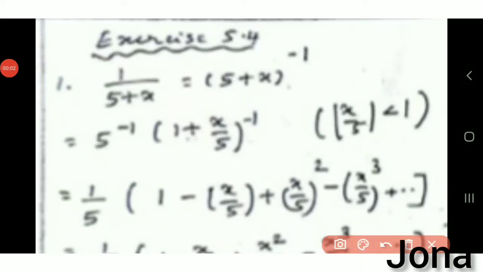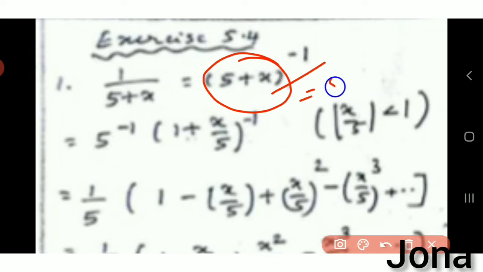Exercise 5.4, first problem. Expand the following in ascending powers of x and find the condition. 1 by 5 plus x can be written as (5 plus x) whole power minus 1. We are taking this to the numerator so that the power will be minus 1. So from this bracket I want to take 5 as common factor. So I can take this as 5 into (1 plus x) whole power minus 1.